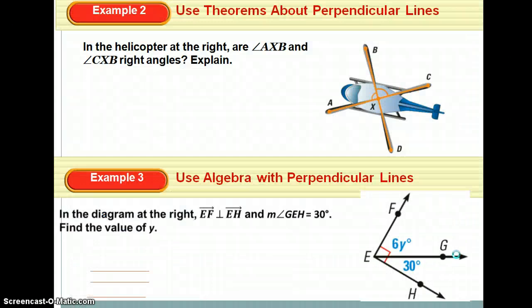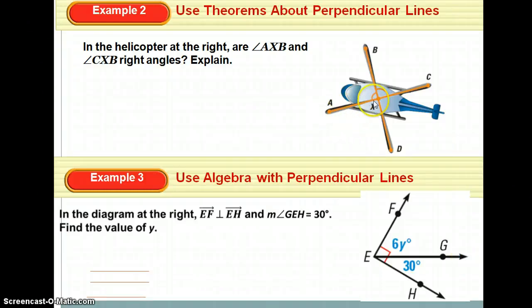So example 2. This one has a nice pretty helicopter on it. You're going to use theorems about perpendicular lines. In the helicopter, we're wondering whether angle AXB and angle CXB are right angles. This picture is also in your book on page 116. So if you look at that, that matches.